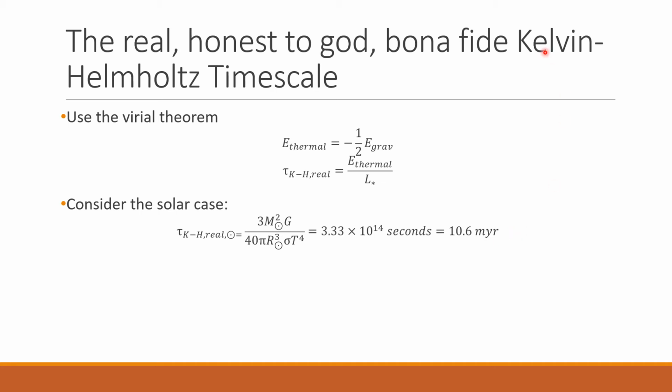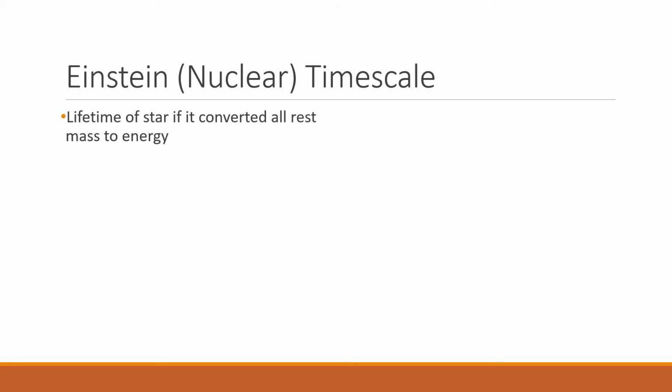Note historically that this is why Lord Kelvin, of Kelvin-Helmholtz timescale namesake, thought the Earth could not be more than several 100 million years old because he did not think the sun could burn for much longer, and he would get into good arguments with the geologists about this. In any case, we shall now consider the Einstein nuclear timescale. This is part of what our friend Lord Kelvin was missing.